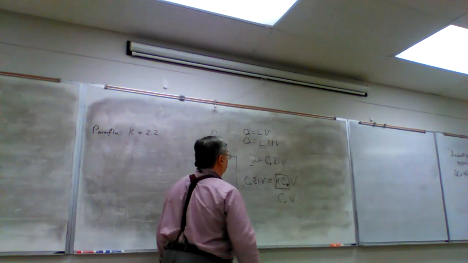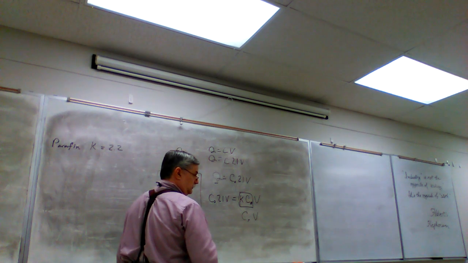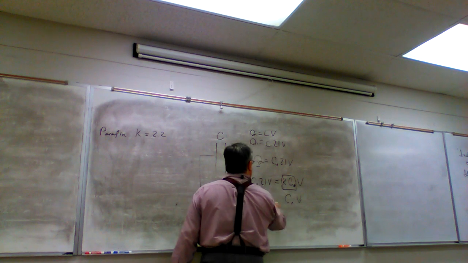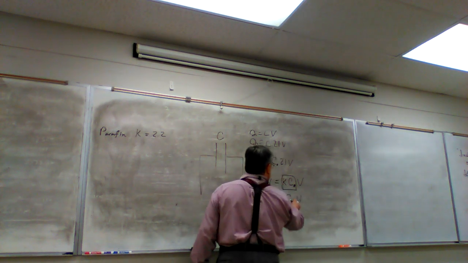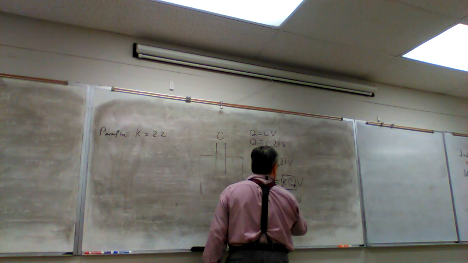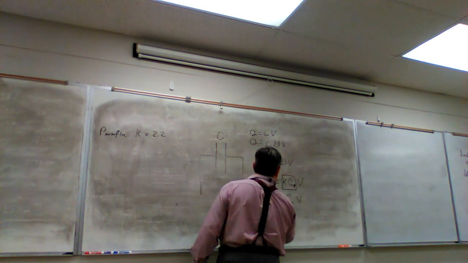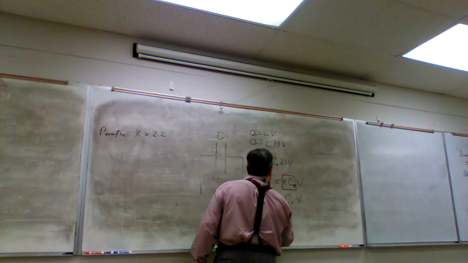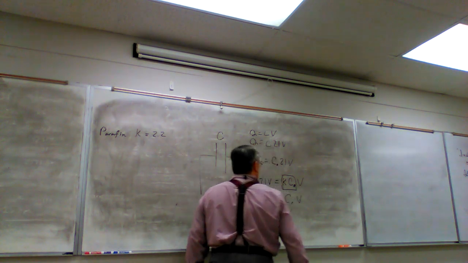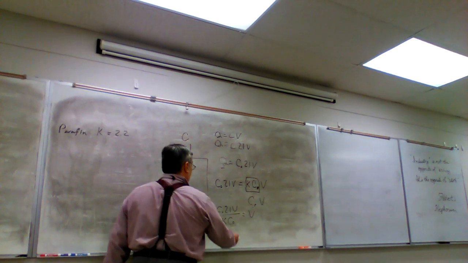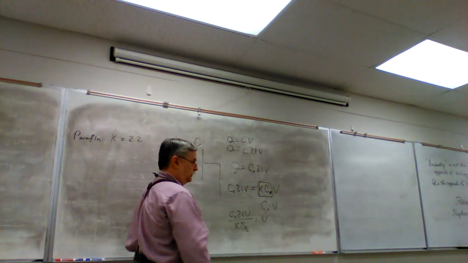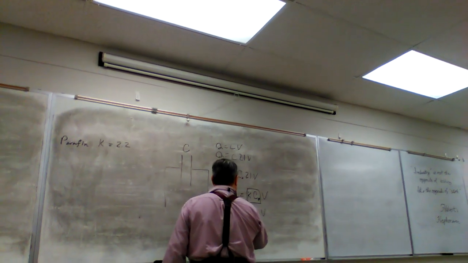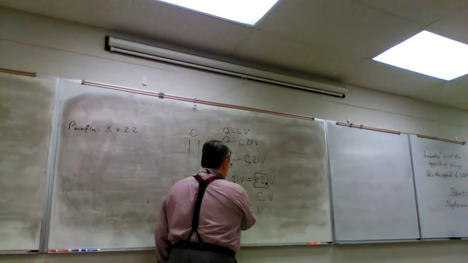And it will be times some voltage. Well, if you want to find out what that voltage is, you divide both sides of this equation by the new capacitance, which is K times the original C, and you end up with C naught times 21 volts divided by K times C naught is equal to your new voltage. The C naught cancels because you don't care what the capacitance was, but the new voltage will be 21 volts divided by K, which is 2.2.